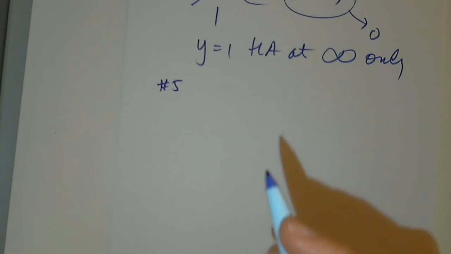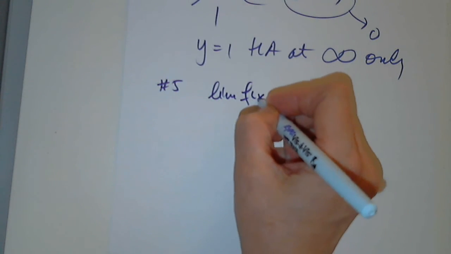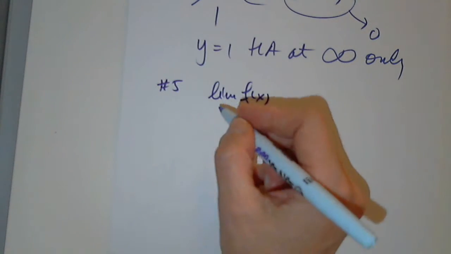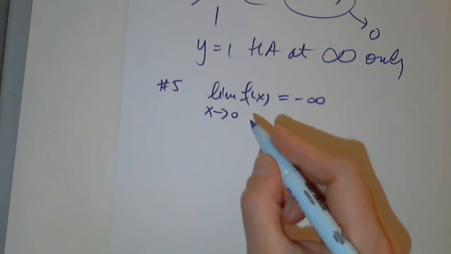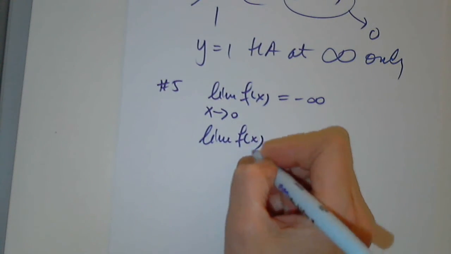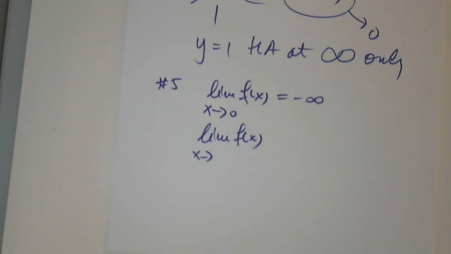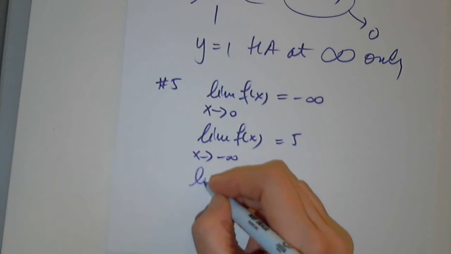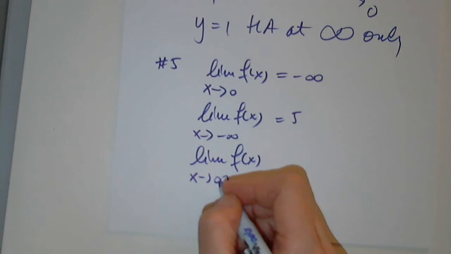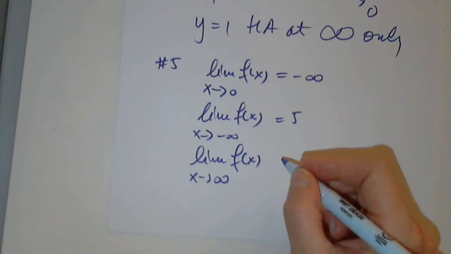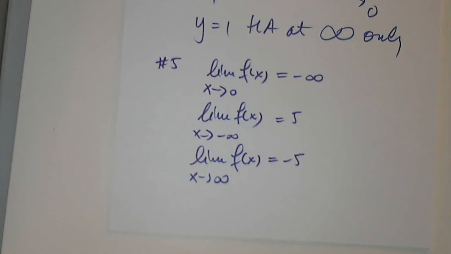Very good. That's perfect. So we are given that the limit of f of x when x approaches 0 from either side is negative infinity. We are told limit of f of x when x approaches negative infinity equals 5. And the last condition, limit of f of x when x approaches infinity is -5. One more time, let's sketch the graph of an example of a function that satisfies all the given conditions.